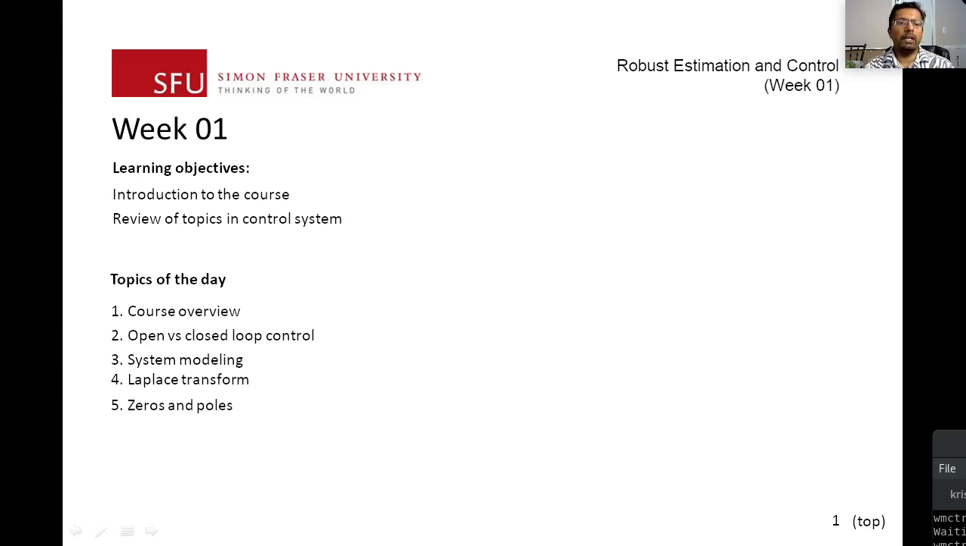So for the first week, our learning objective is going to cover the introduction of the course, and then we will go over a review of some of the topics in control systems. These would be something you would have already learned in your prerequisite. Nonetheless, these are important concepts that we're going to be using here, and it also allows us to catch up on what's going on here.